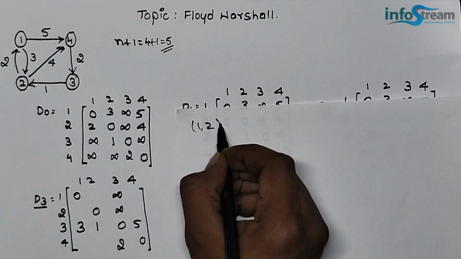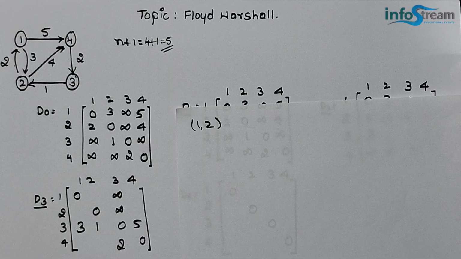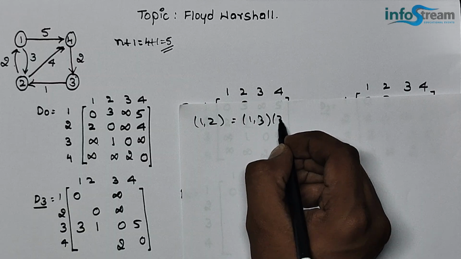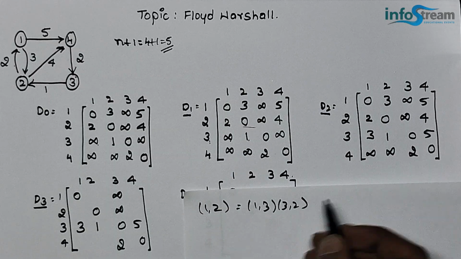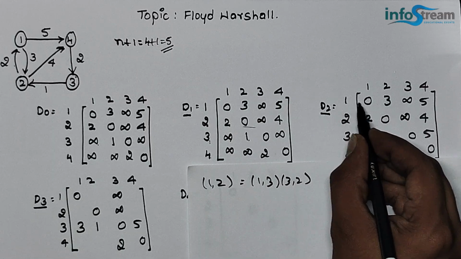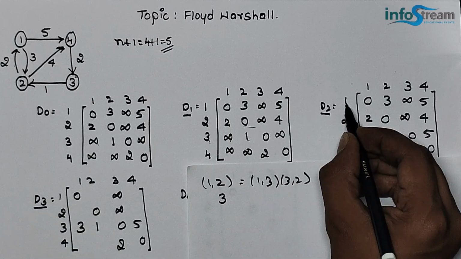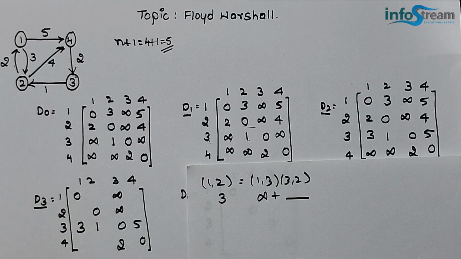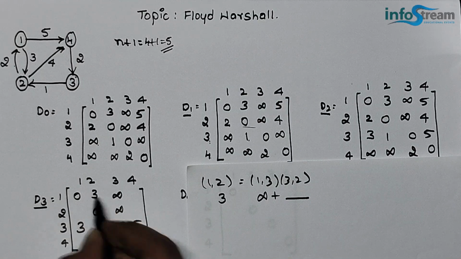So 1 comma 2 means you are filling the values to the D3 matrix. So from 1 to 3 and 3 to 2, like this. See the previous matrix value. What is the value of 1 comma 2? 1 comma 2 value is 3. 1 comma 3 value is infinity. If you add anything to infinity, it will be infinity itself. So just write 3 here.